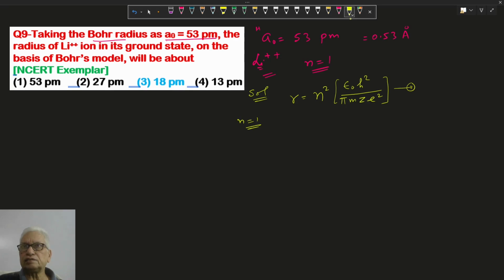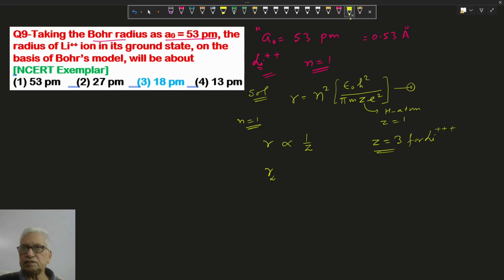For the hydrogen atom and the lithium ion, n is equal to 1. Everything is constant here except Z. Z for hydrogen atom is 1, and Z for lithium is 3. Everything is constant here, so radius is inversely proportional to Z.